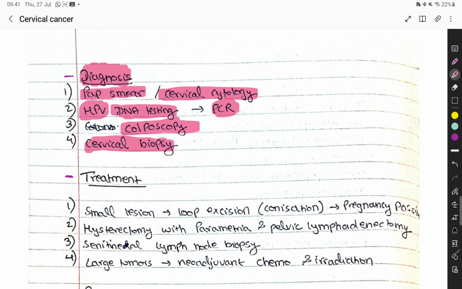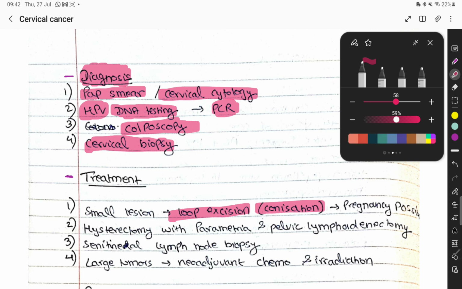Okay, pap smear will be checking cervical cytology. HPV DNA testing is done by PCR. Colposcopy is something like endoscopy, like a camera tube inside the vagina to see the cervix and uterus. Cervical biopsy is when, by loop excision or conization, you remove it, and you can also test that sample.